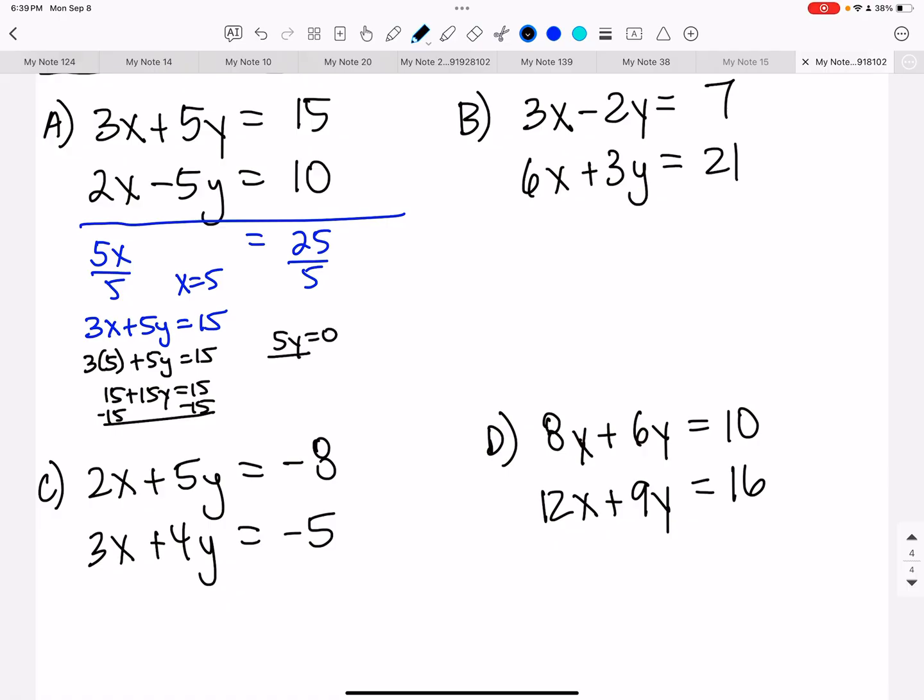That doesn't mean no solution. The letters didn't go away. Y's are 0. So in this one, X's are 5s, Y's are 0s.